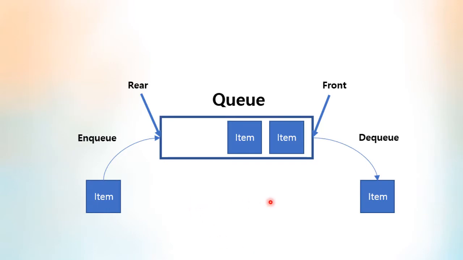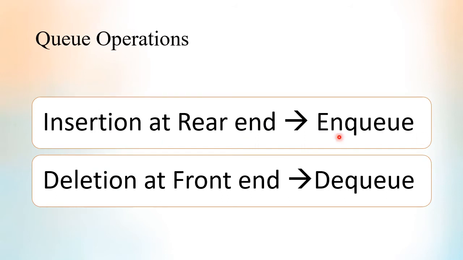So this is a diagrammatic representation. We have a queue here with two items. Whenever we want to insert a new item, we will enter it at the rear end of the queue. Whenever we want to delete an item, the item is deleted from the front end of the queue. So the insertion operation is called enqueue and the deletion operation is called dequeue. Insertion at rear end is called enqueue, deletion at front end is called dequeue.